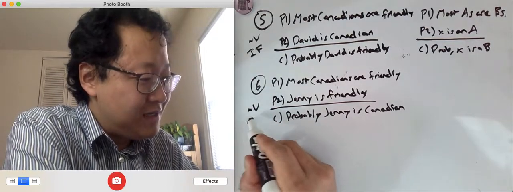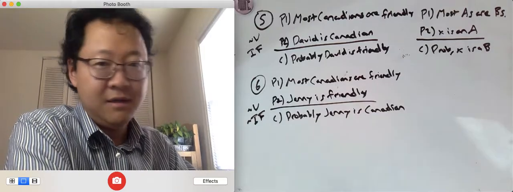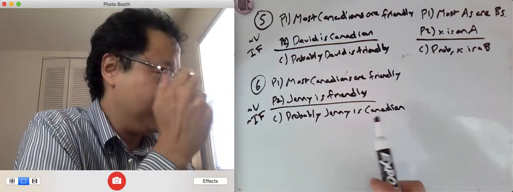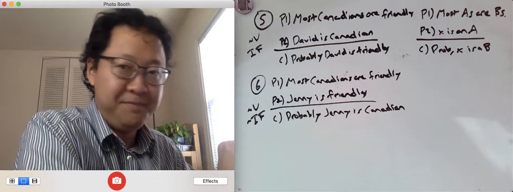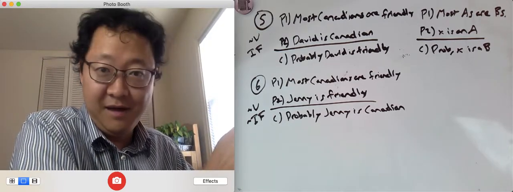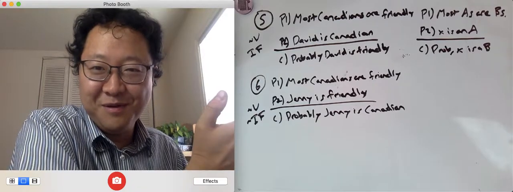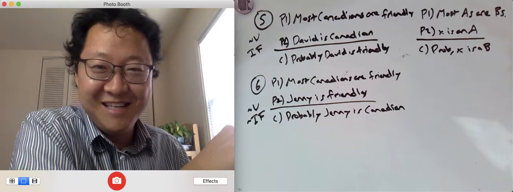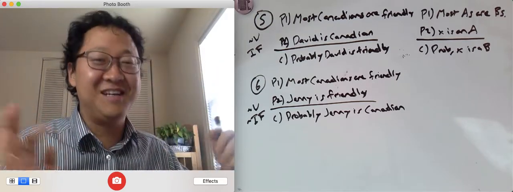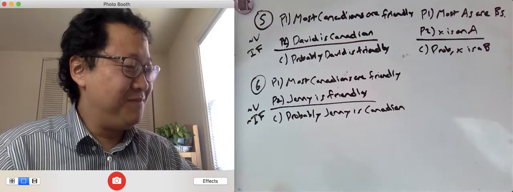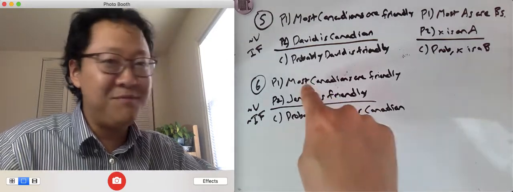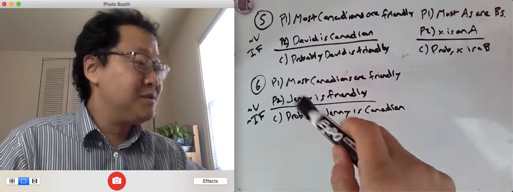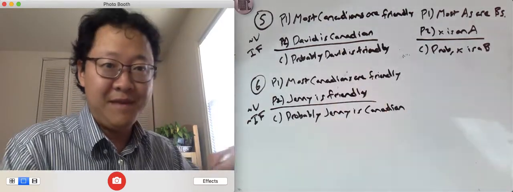This definitely is not valid, and it's also not inductively forceful. There are a lot of people in this world that are friendly that aren't Canadian. There are people from other countries, Ethiopia, Greece, China. There are a lot of countries. So the fact that somebody's friendly, even if most Canadians are friendly, doesn't mean that probably Jenny is Canadian. Notice how this is different from the previous one.